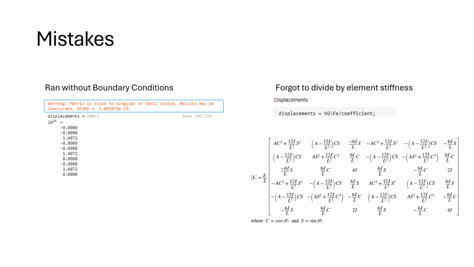I also forgot to divide by the coefficient in the global stiffness matrices. So I didn't divide by the element stiffness matrix, which was a huge number. And so I was getting really big displacements. And that's why I had that 12-meter displacement in the like 12 mile per hour wind.